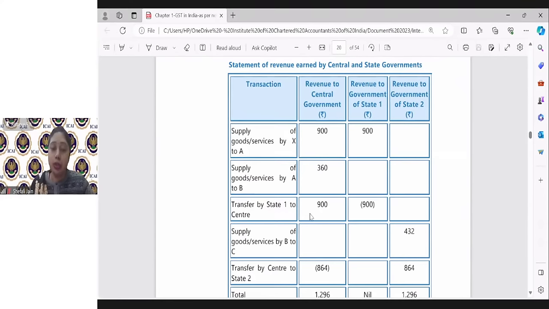So this 360 was IGST and it went straight to central government. And in transaction 2, we had also noticed that state 1 has transferred 900 rupees to the center because SGST was being used for payment of IGST. So state 1 had foregone its 900 rupees and it has given it to central government for payment of IGST. So 900 will be reduced from state 1's account and it will go to central government.